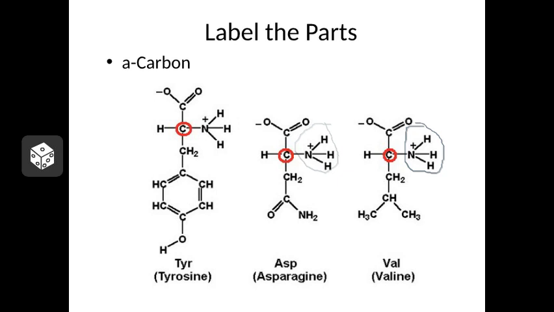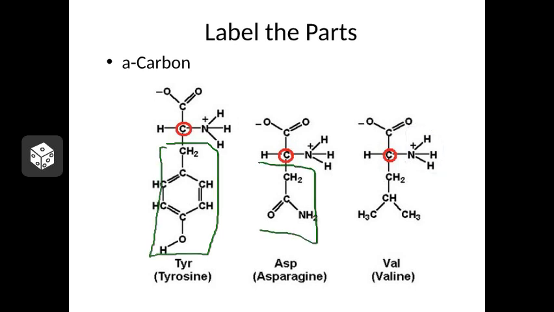Now what's left over? Well, we have the R group. Everything from the alpha carbon down is going to be part of the R group. Notice that the R groups of these three amino acids are really different from one another. This is what gives them their different properties.